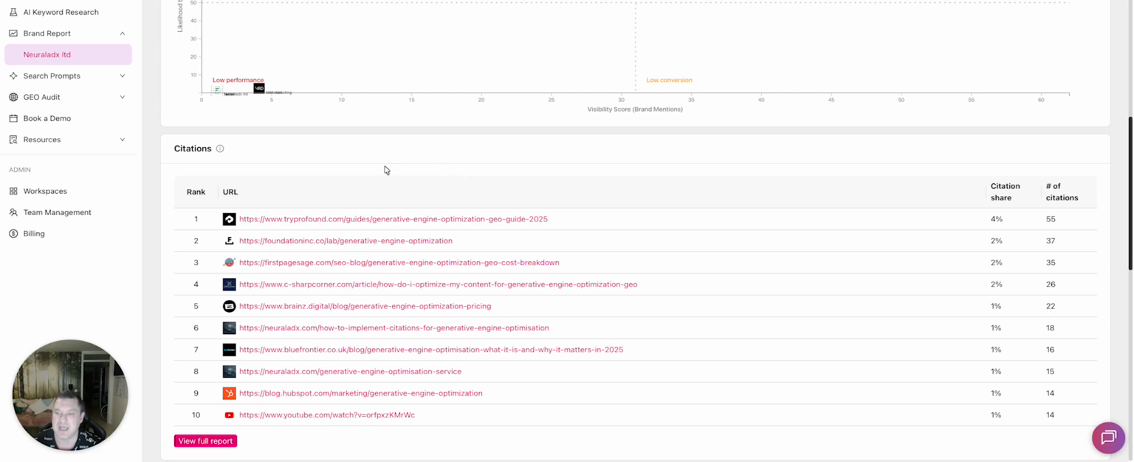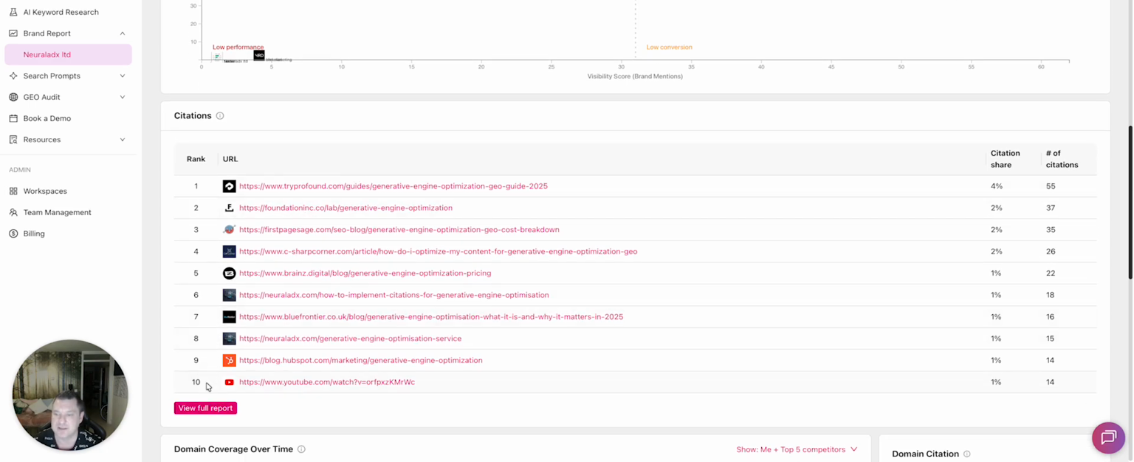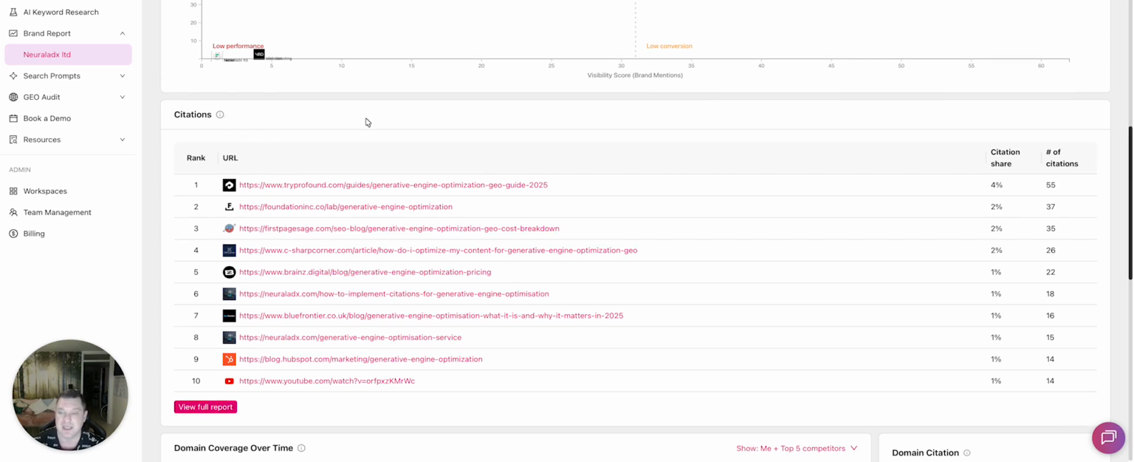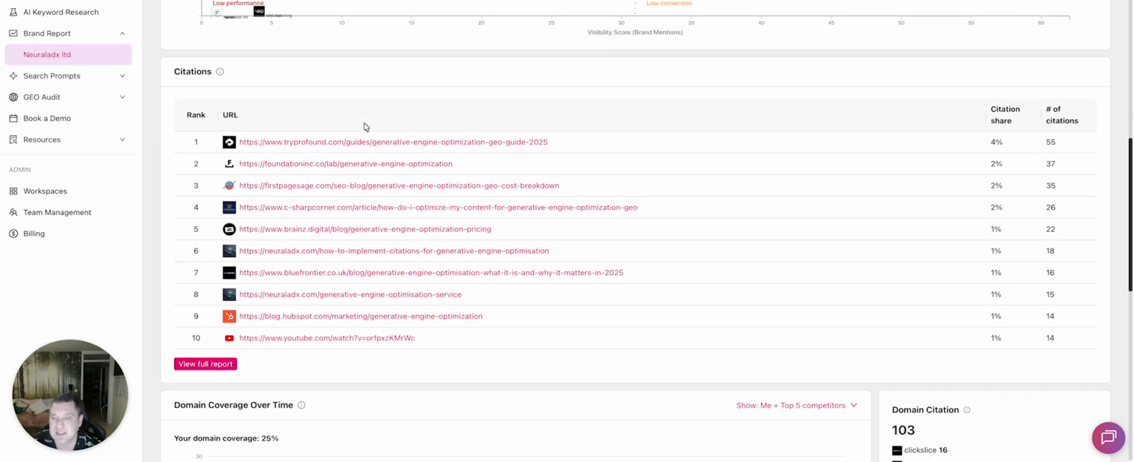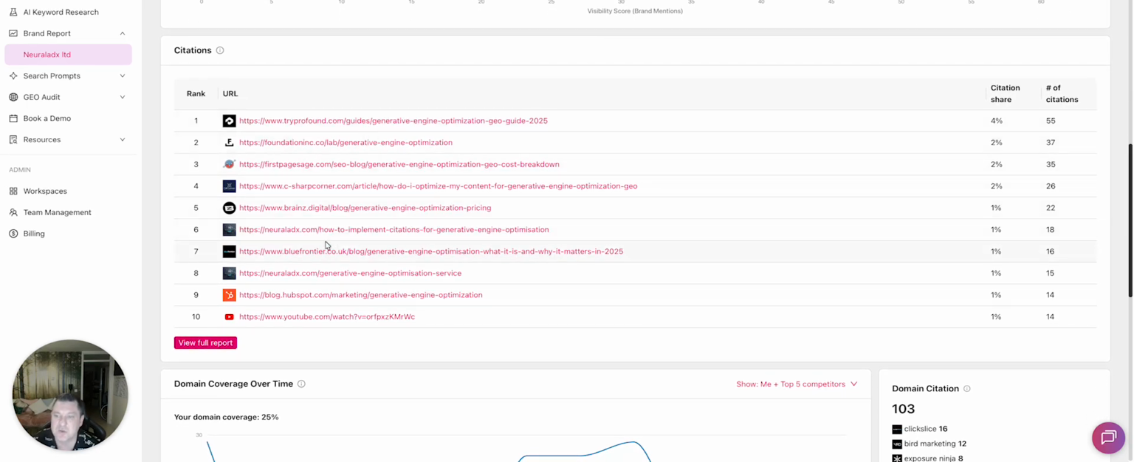So as we can see in this ranking system from 1 to 10, these are the most popular URLs that the AI platforms are providing to the users in regards to those 9 prompts that we looked at earlier. And I'm very, very pleased to see here that in 2 of these top 10 is our company Neuraladx Ltd. So we're there at number 6 with 18 citations on one of our URLs. And then in position number 8, we have 15 citations on that URL.